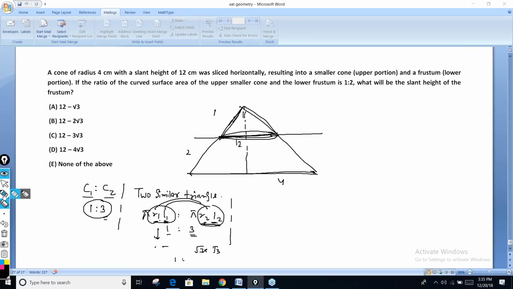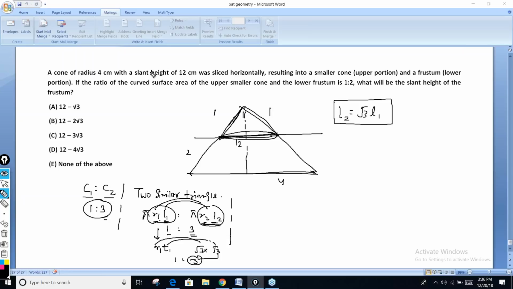If the radius of this smaller cone is 1 and the slant height is also 1, the radius of the bigger cone will be root 3 times and the slant height will also be root 3 times, then only the curved surface area comes out to be 3 times. So if the slant height of the smaller cone is 1, the slant height of the bigger cone will be root 3 times of the smaller cone. So what do we need to find? What is the slant height of the frustum?